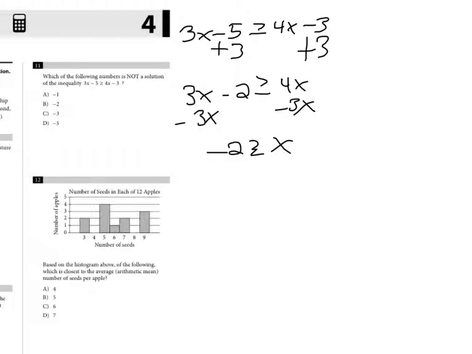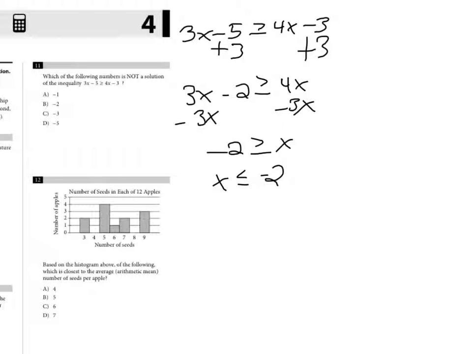That is a greater than or equal to sign. Let me rewrite that. So we have now, I apologize. A solution for this is any value of x less than or equal to negative 2. Which of the following numbers is not a solution to this inequality? Any number where x is not less than or equal to negative 2, so any number greater than this.